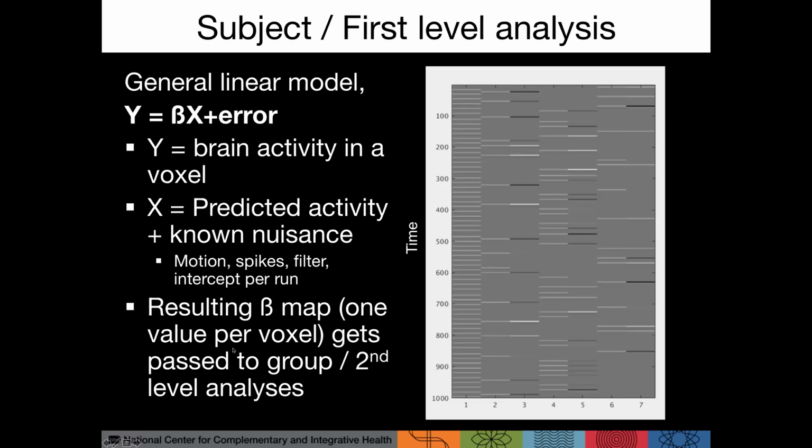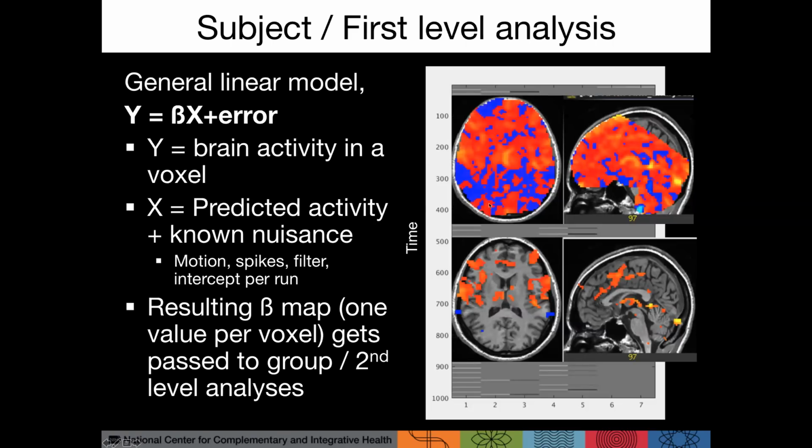And in the end, when you do that, you get a map of coefficients or betas for every voxel in the brain. And this is what's passed to our group analyses, right? So this is actually the statistical relationship between a regressor or a prediction and brain activity in each voxel independently. And for an individual, we can threshold this using statistics.